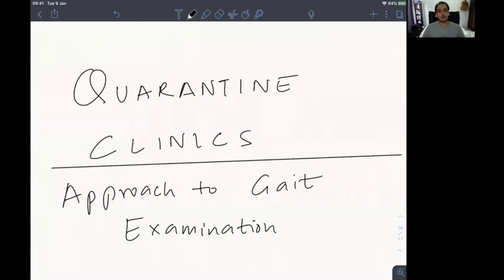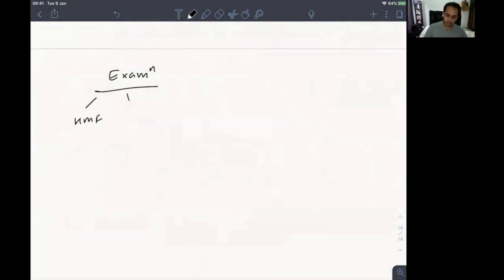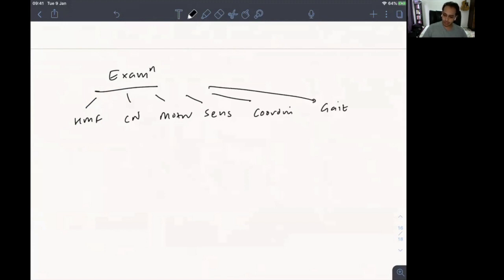Today we are discussing how to approach examination of gait. Right off the bat, gait examination is a very important aspect of neurological examination. In the overall scheme of examination, gait examination usually comes at the end. When we do our neuro examination, we study gait after we check for higher mental function, cranial nerves, motor, sensory, and coordination, and then we look for gait.